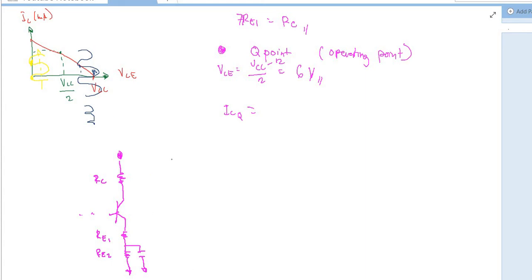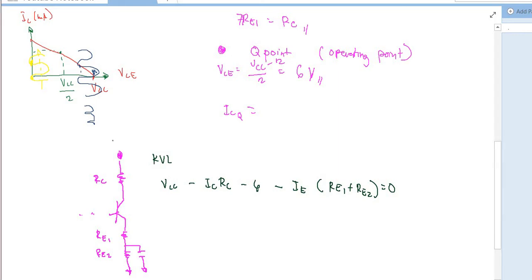By doing a loop, starting from here, our VCC, then the IC from the voltage drop here at the collector, then the 6. This is our VCE, so the number 6 would be the VCE. That's the VCE, and then the voltage drop, also known as the VE. So this one.